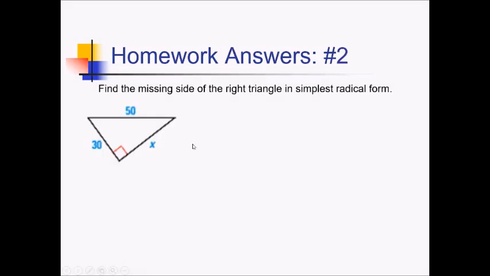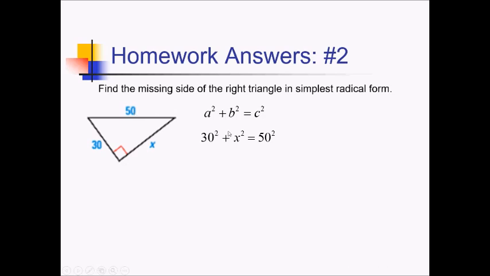To find the missing side of this right triangle, since we've already got two sides, let's use Pythagorean theorem. A squared plus b squared equals c squared. So in this case, the c value, always across from the right angle, the c value is going to be this 50 right here. So that means 30 and x are the a and b values. So I can write 30 squared plus x squared equals 50 squared.